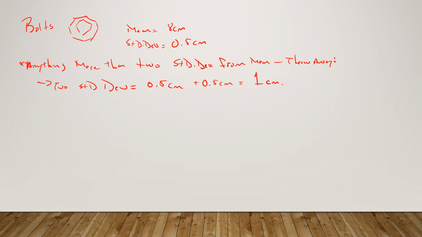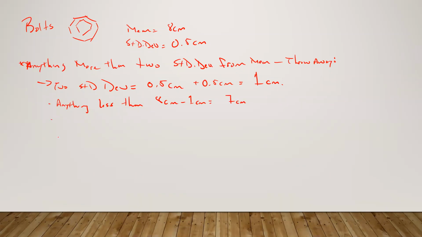So below what length would the bolts be too small? Yes, that's exactly it. How did you get that, Melissa? You're exactly right. If you're more than 1 centimeter away from the mean, so anything less than 8 centimeters minus this 1 centimeter, anything less than 7 centimeters needs to be thrown away.